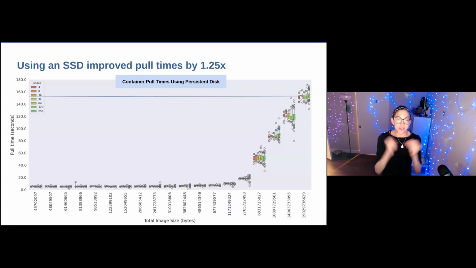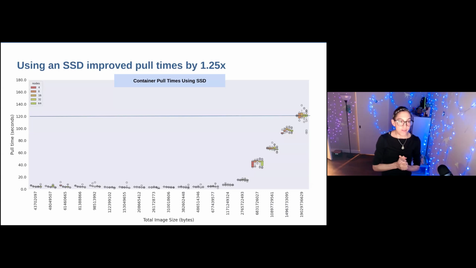And so let's first look at the impact of a solid state drive. So this is using a persistent disk. You'll notice it takes about 150 seconds, 155 seconds maybe, for the largest size, and that's consistent across cluster sizes, 4 to 256 nodes. When we use a solid state drive, you get about 35 seconds back. Not bad, but still not really anything to call home about. Not that exciting.